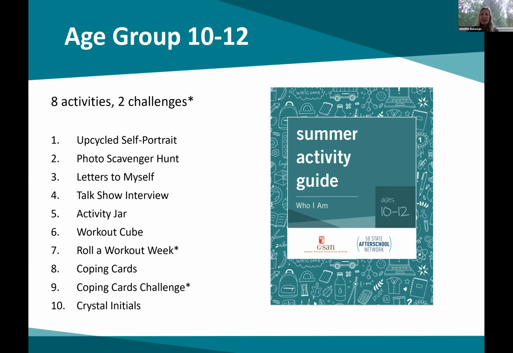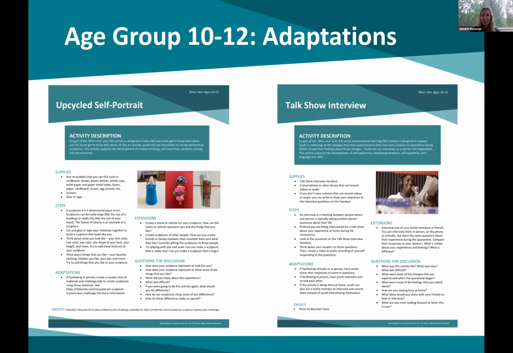The same summer activity guide for 10 through 12 looks a little bit different but has a similar feel. Here's the cover, and again, it has 8 activities and 2 challenges. So on the left here, again, you see the activities. You'll see a lot of the similar activities and challenges. Again, they are adapted developmentally to be appropriate for that age group. Want to point out a few adaptations here for these 2 activities. Just some examples. Again, each activity and challenge has those ideas incorporated into the text itself.